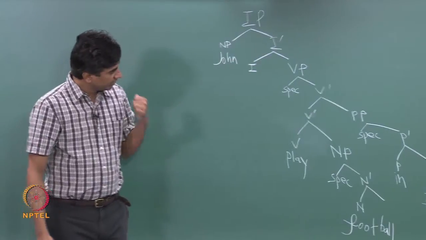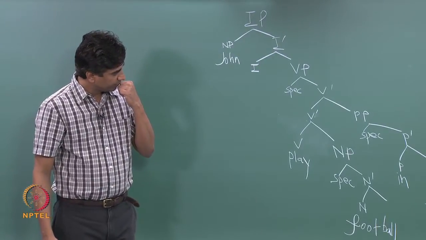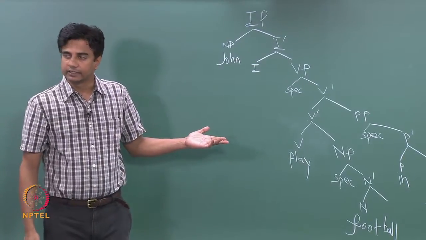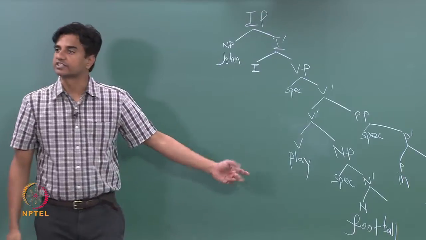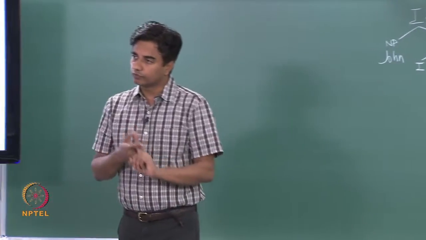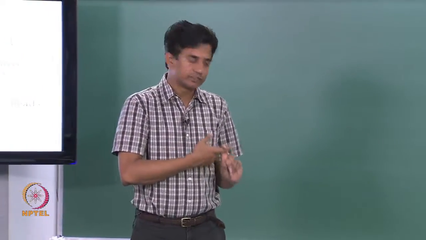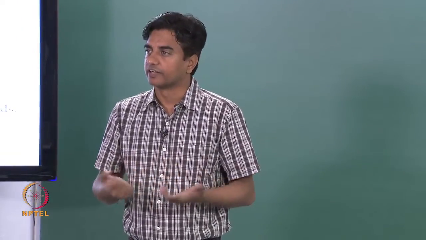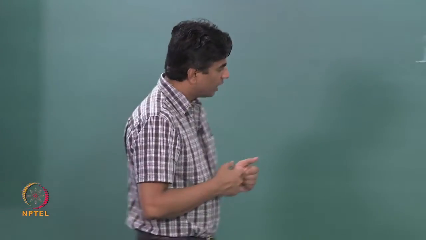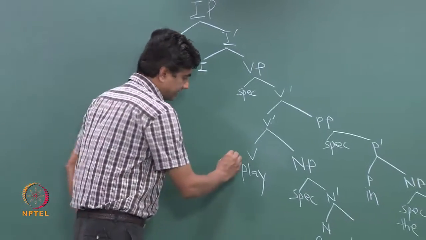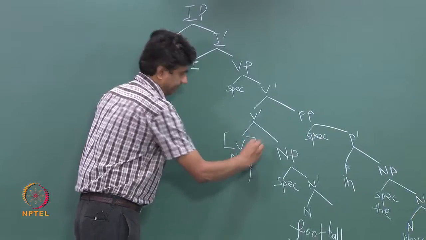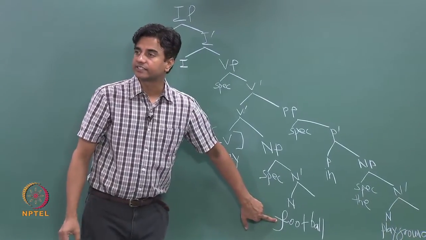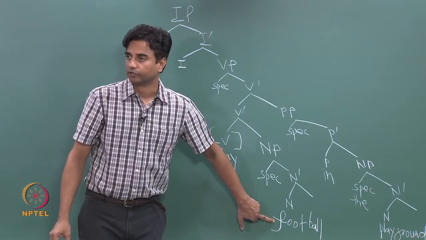And then we maintain recursiveness, non-recursiveness, and all kinds of distinctions that we have seen. Now, we want to look at this structure today with another specific structural understanding, which is we are trying to say that this head V happens to assign accusative case to this NP, football.